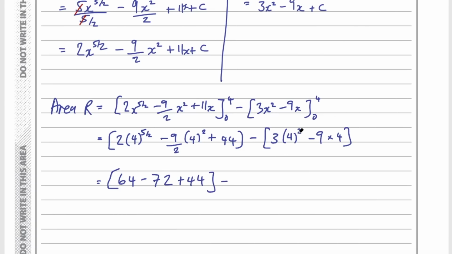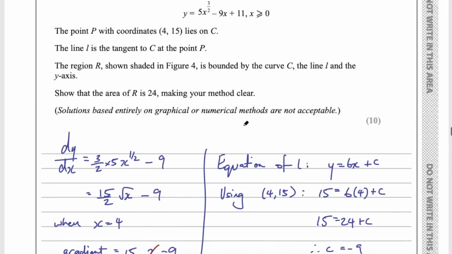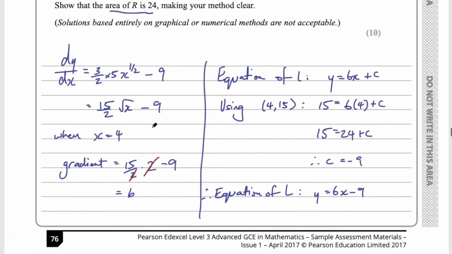Subtract: 4 squared is 16, times 3, that's 48, minus 9 times 4, that's 36. So for all of this, 64 minus 72 is minus 8, plus 44, that's 36. And then subtract 42 minus 36, which is 12, so subtract 12, and what do we get? We get 24. And the number we were looking for, the area of R, is 24.